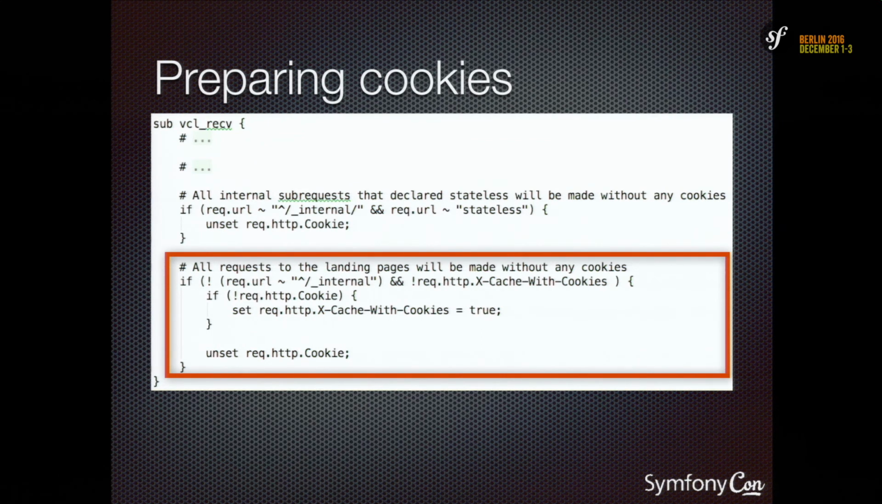For example, you have a page with personalized information. For example, you have a block with information about the user, but you want to cache the entire page. And the second block is responsible for removing all cookies from the top-level request. If our request is not internal, then kill these cookies.